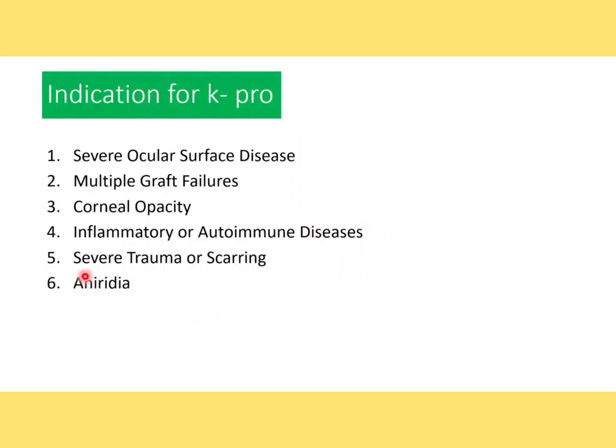Here also, traumatic injuries to the cornea resulting in extensive scarring or irregular astigmatism may be very challenging to treat with traditional corneal transplantation. So here keratoprosthesis can provide a smooth optical surface that can improve the visual outcome in such cases. And also, congenital absence or partial absence of the iris, that is known as aniridia, can lead to corneal opacity and visual impairment. So keratoprosthesis combined with iris reconstruction can improve the visual function in these patients.